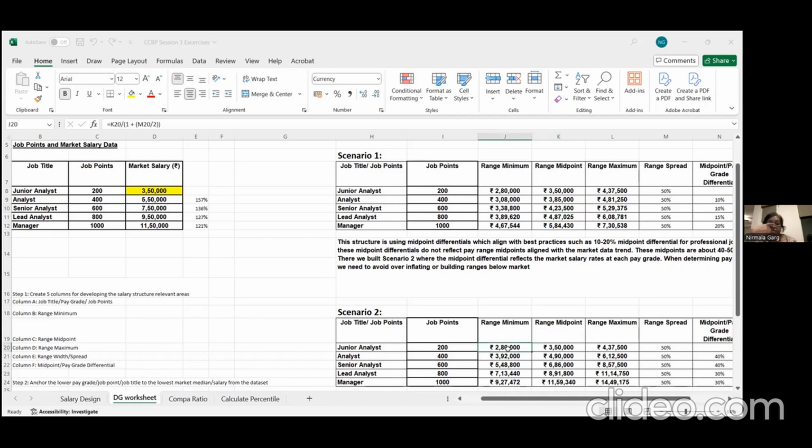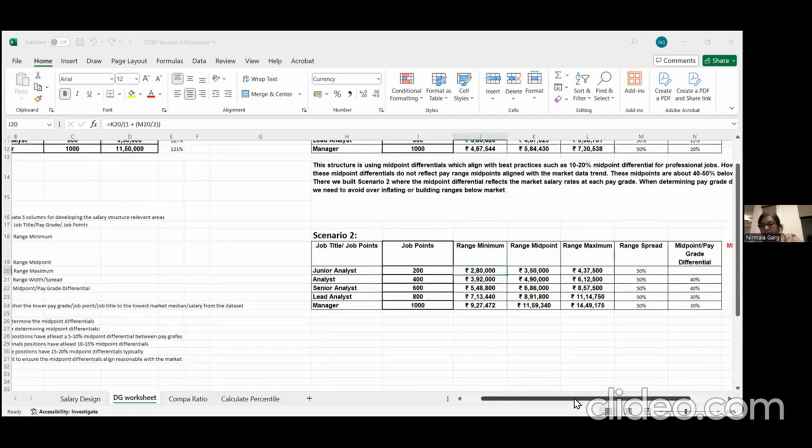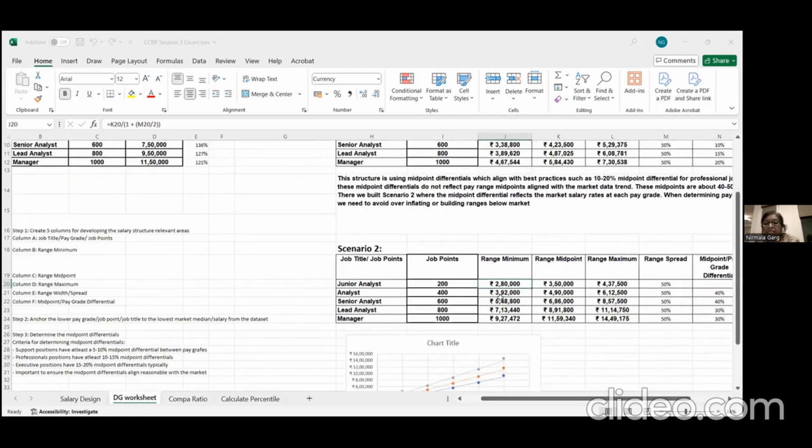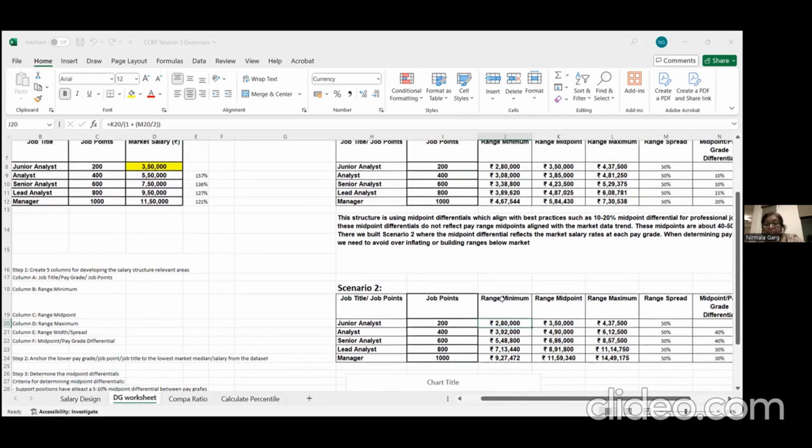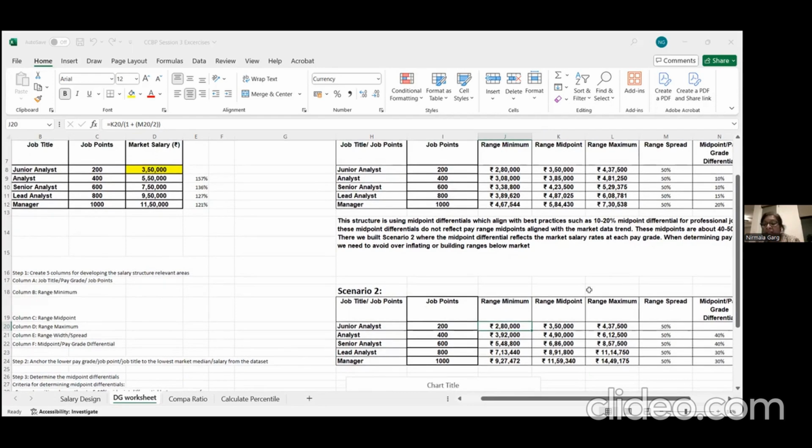I will actually send you all this sheet as well. Okay. So now you can calculate your minimum and also the maximum because you know the midpoint and you also know the range spread. Now look at the ranges. For example, if I take this range for an analyst, the minimum is 3,92,000 and the maximum is 6,12,000. So though the market midpoint is 5,50,000, people can still reach the maximum of this.